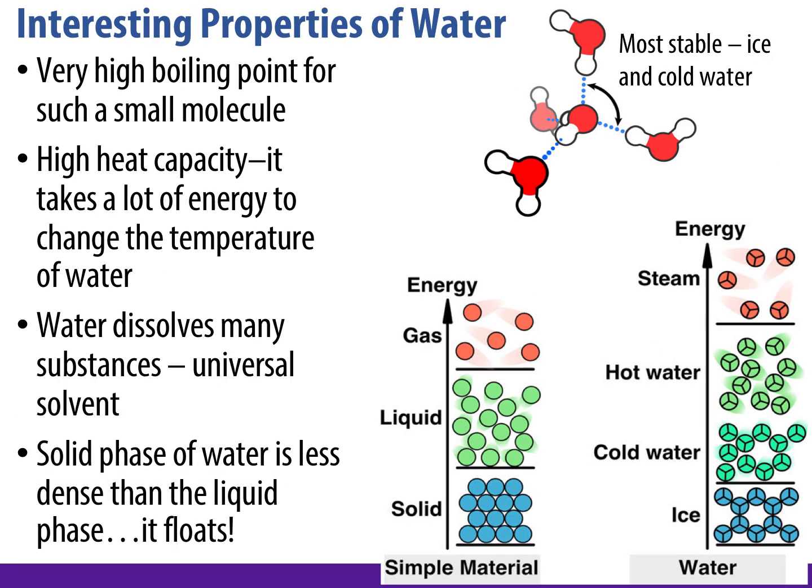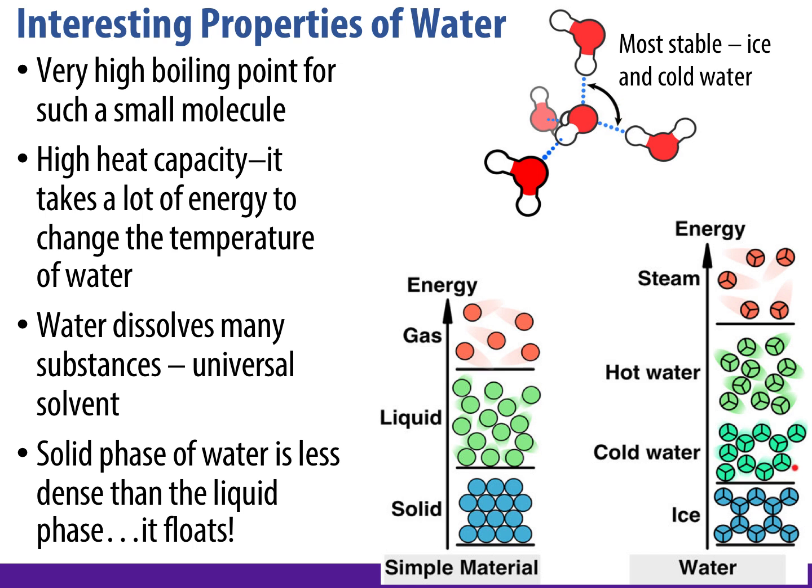Another key property here is that very high boiling point for such a small molecule. We saw that on our table. It also has a very high heat capacity. It takes a lot of energy to change the temperature of water because it can store energy in so many ways, in all these hydrogen bonding interactions between those different atoms.